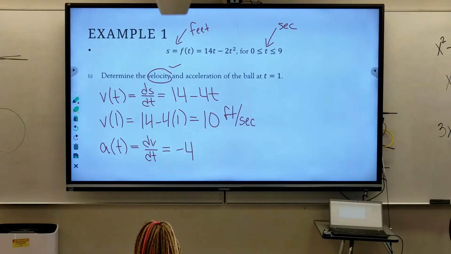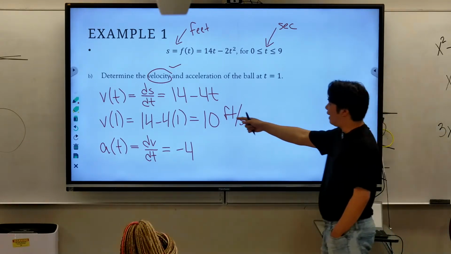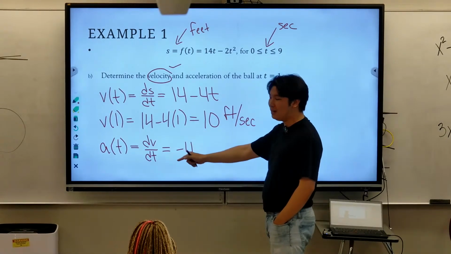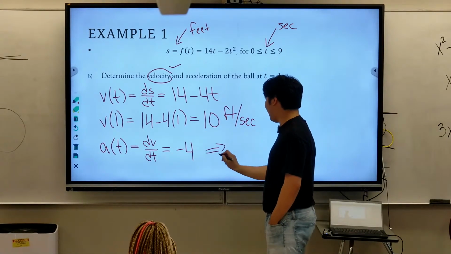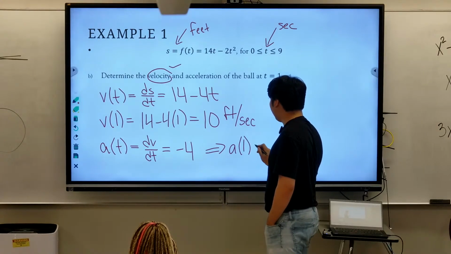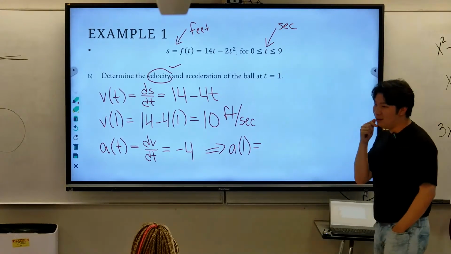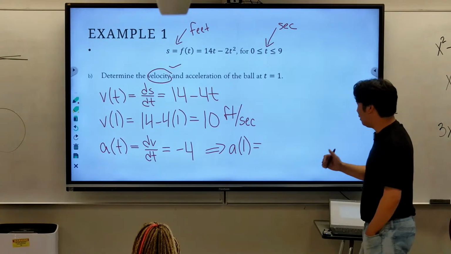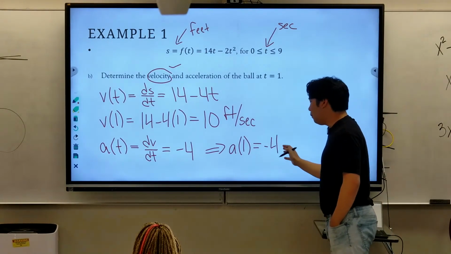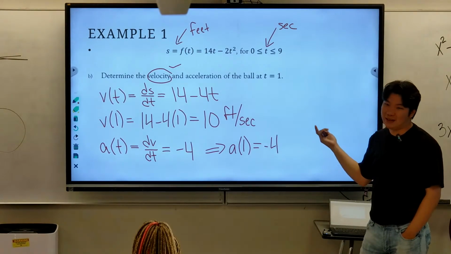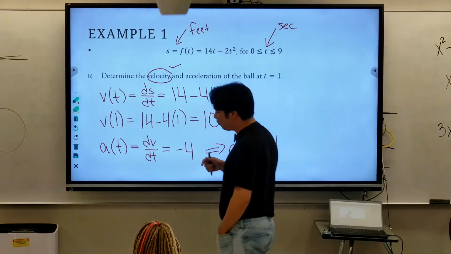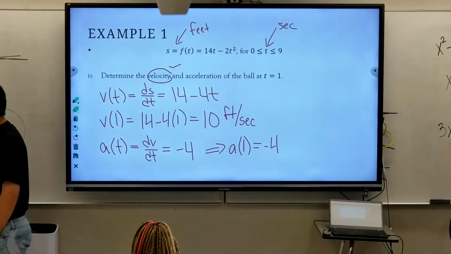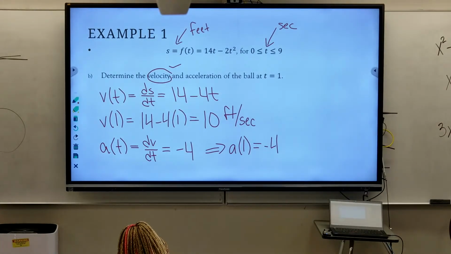But again, I don't want my acceleration function. I want the acceleration after 1 second. So just like before, with v of t, I found v of 1. I got a of t. Now I want a of 1. What's a of 1? Is there really even anything for me to plug in for? Yeah, so first off, we have -4, because there's nothing to plug in. There's not even a t to replace right there. This tells me my acceleration at 1 second is -4.